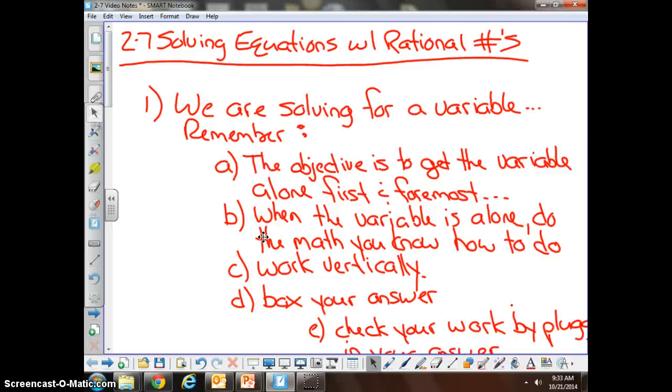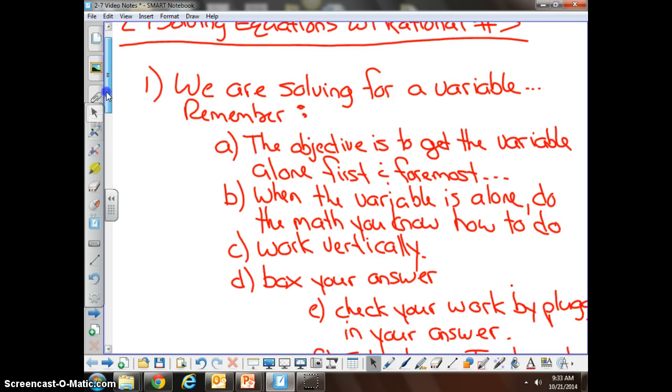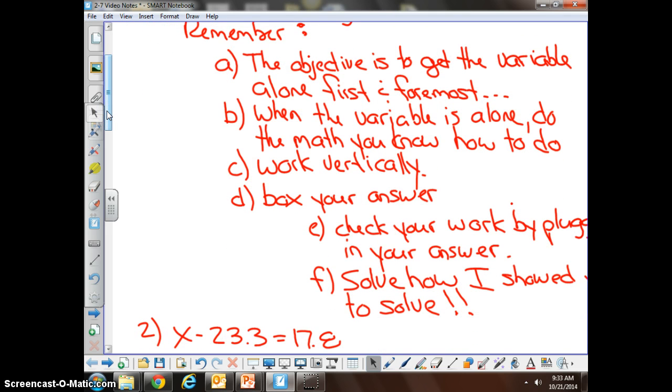2-7, Chapter 2, Lesson 7, Solving Equations with Rational Numbers. Number 1 has several points I want to refresh your memory upon. When we are solving for a variable, you need to remember a whole bunch of things, and this is all review. The objective is to get the variable alone first and foremost. We want to get the variable alone right away. B, when the variable is alone, do the math you know how to do. Adding fractions, multiplying fractions, adding and subtracting decimals, and so on and so forth. Anything that's a rational number. Work vertically. Box your answer, always.